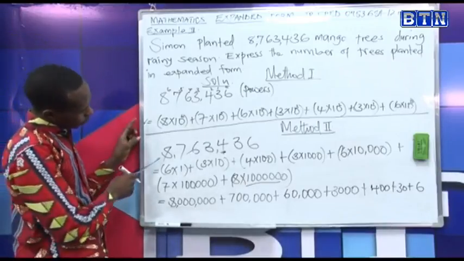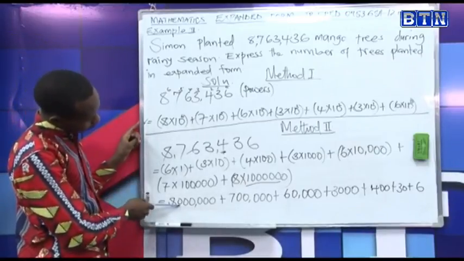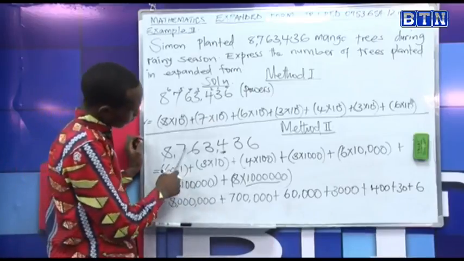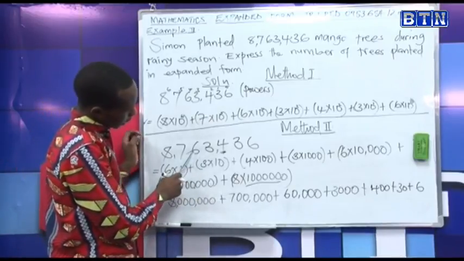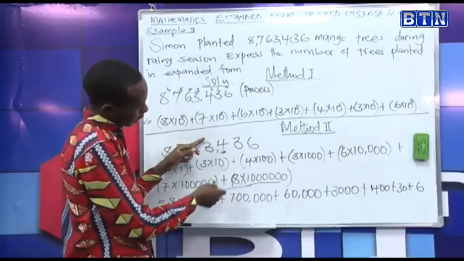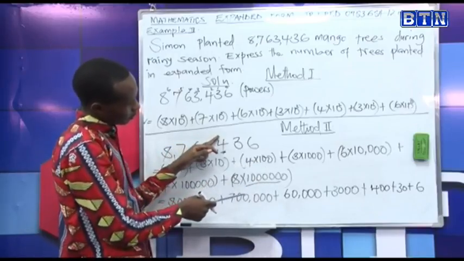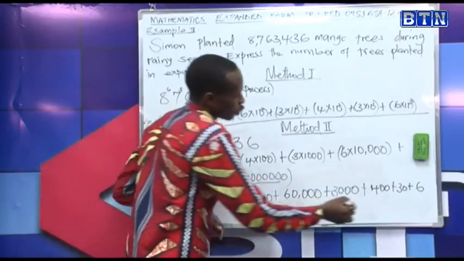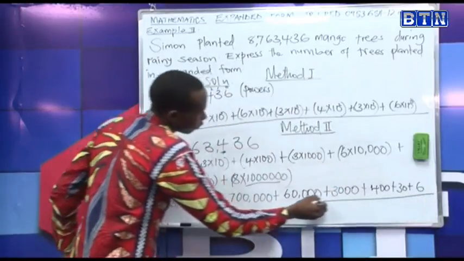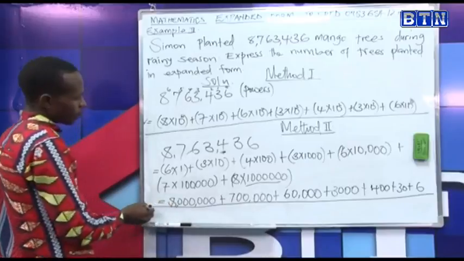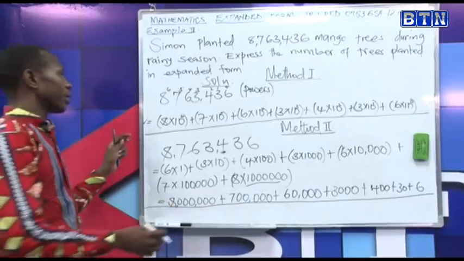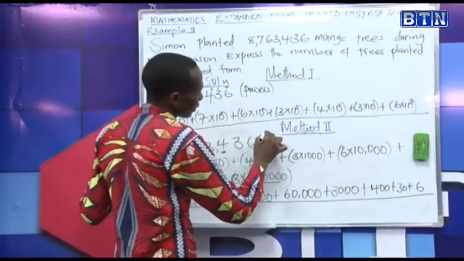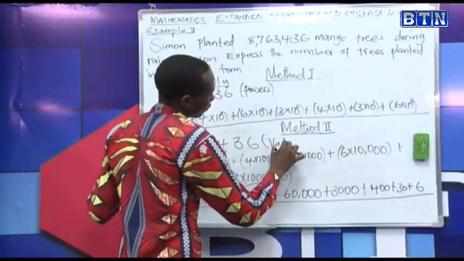So when you look at this, we shall realize that 8 is giving us 8 millions plus 700,000 plus 60,000 plus 3,000 plus 400 plus 30 plus 6. All this is what we call expanded form. We have expanded the number using values. The first one was powers, then the second one we have used values.